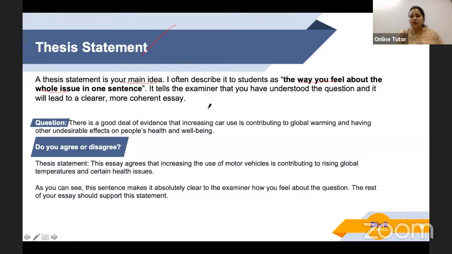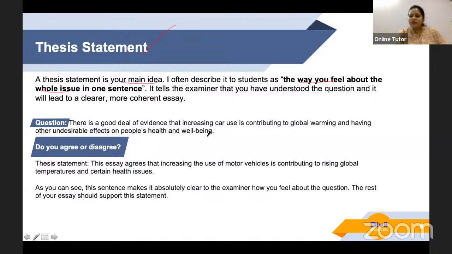Let us take a look at another example. There is a good deal of evidence that increasing car use is contributing to global warming and having other undesirable effects on people's health and well-being. Do you agree or disagree?